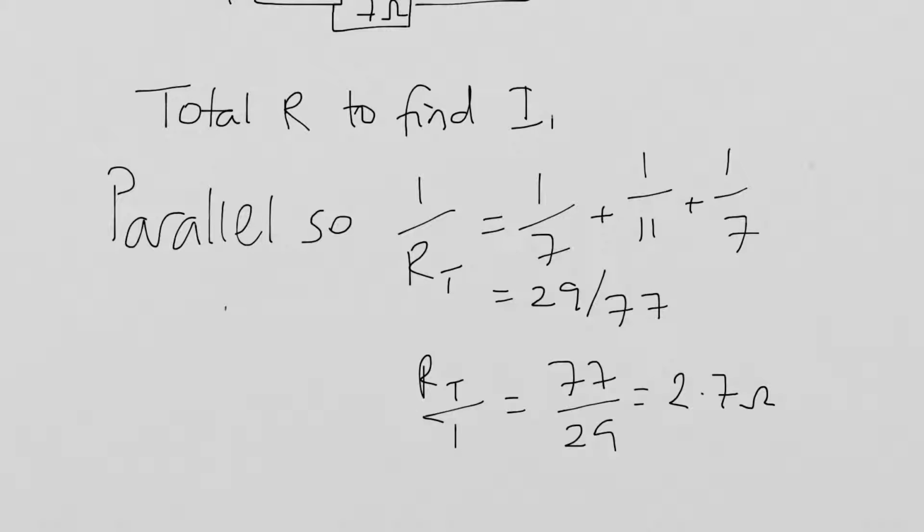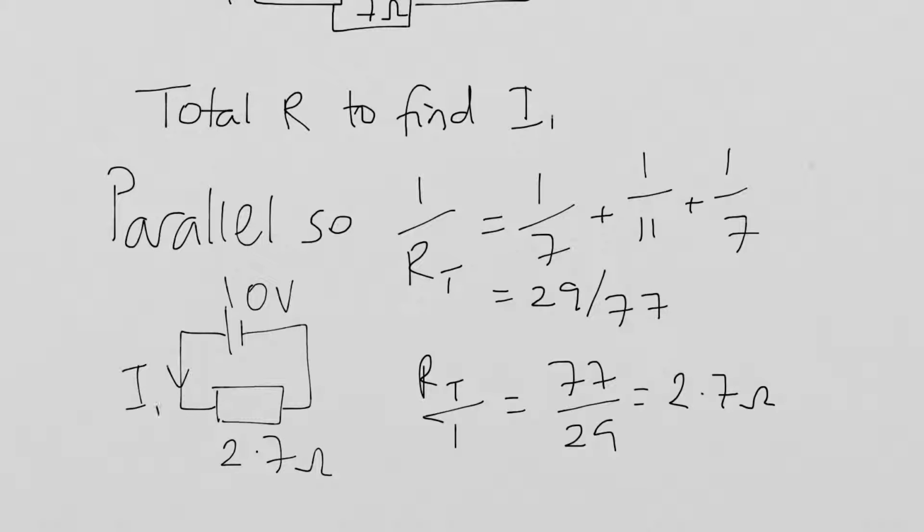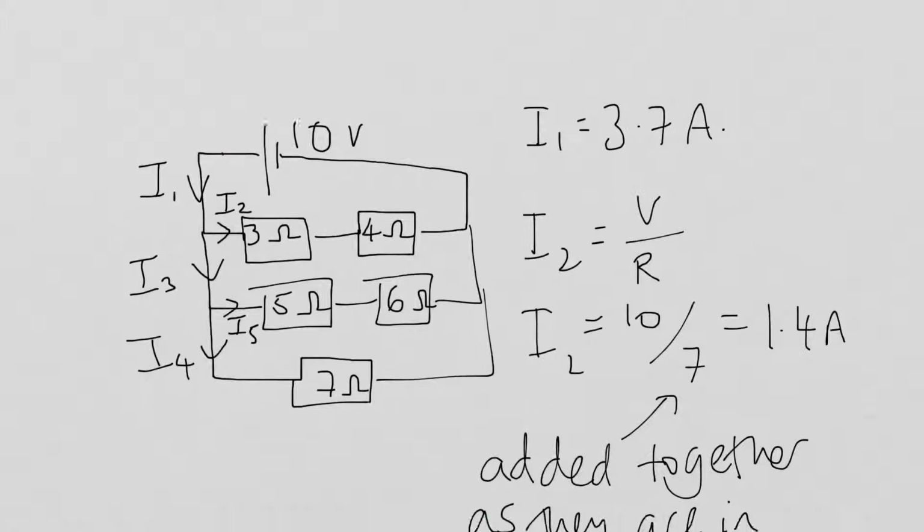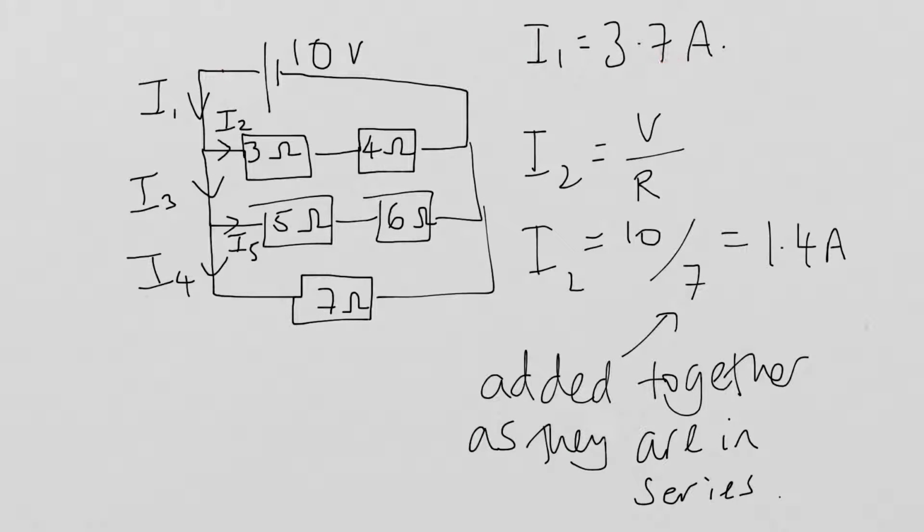If we were then to draw that, we've got our 10 volts here, so now the total resistance is 2.7, and we're trying to find I1. So in order to do that, we know that we've got 10 as our total voltage, and we've just calculated our 2.7, so our I1 value is 3.7 amps. It's important to keep that somewhere handy, so I've just rewritten that again just here.